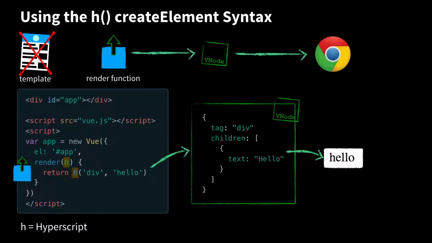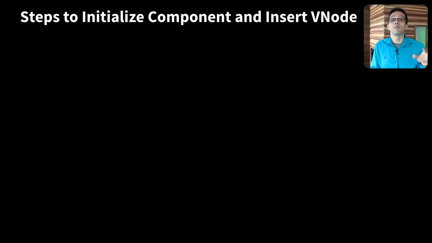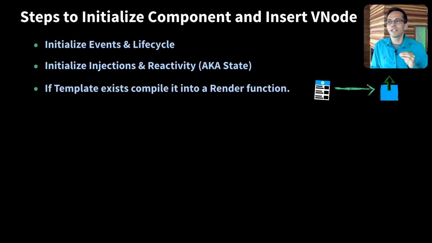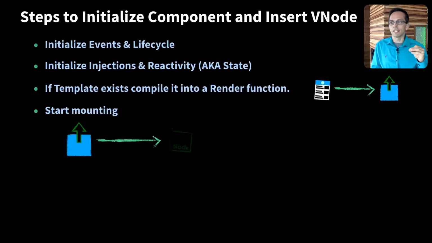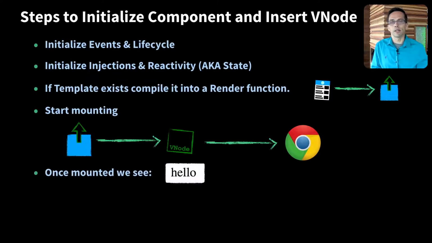The next question I want us to get curious about is, when does this vnode get inserted into the DOM? There are several steps involved when we initialize the component and insert our vnode. First, we initialize events and the lifecycle. We initialize injections and reactivity, that's our state. If the template exists, we'll compile it into a render function. Then we'll start mounting, that's where we take the vnode and insert it into the DOM. And once mounted, we'll see hello in our browser.